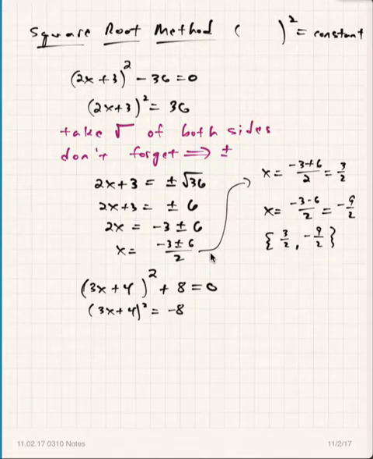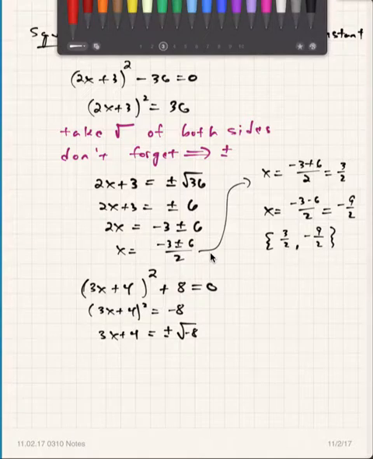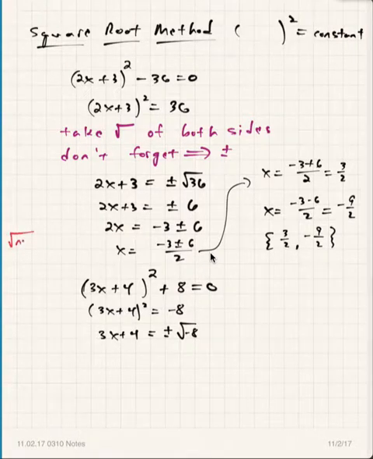And now I'm ready to take the square root of both sides of the equation. You get 3x plus 4 on this side of the equation equals plus or minus. Don't forget the plus or minus. And then this would be the square root of negative 8. Please don't forget that when you take the square root of a negative number, you get an imaginary solution, that you're going to have an i in the answer at the end.